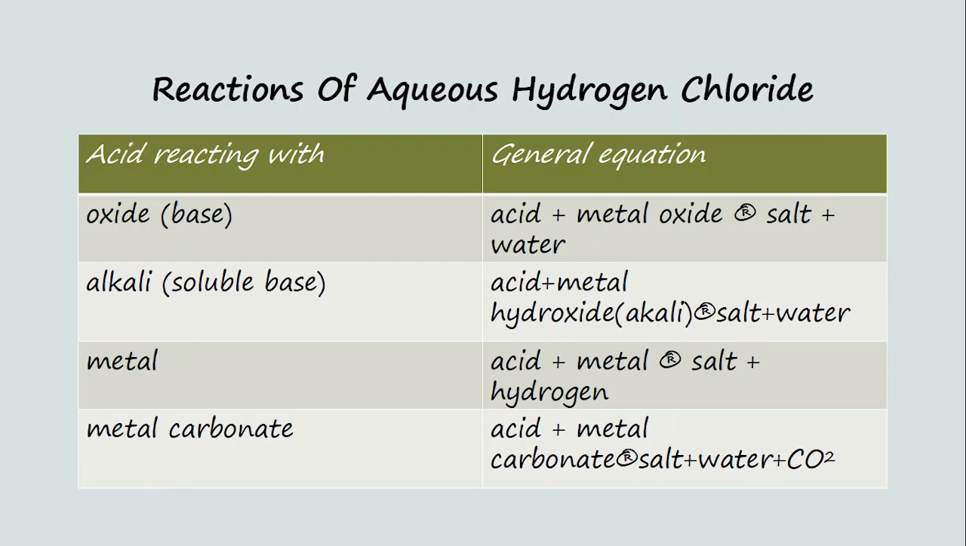Also, the other one is aqueous hydrogen chloride, this kind of acid, reacting with alkali, that is the soluble base. So the general equation is acid plus metal hydroxide, that is the alkali, equals salt plus water. When acid reacts with a metal, the general equation is acid plus metal resulting in salt plus hydrogen. And when the acid reacts with a metal carbonate, the general equation becomes acid plus metal carbonate equals salt plus water plus carbon dioxide gas.